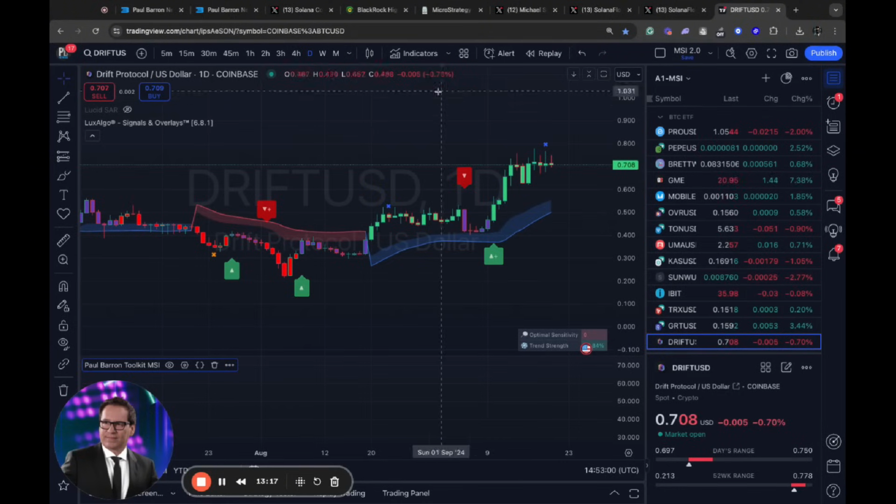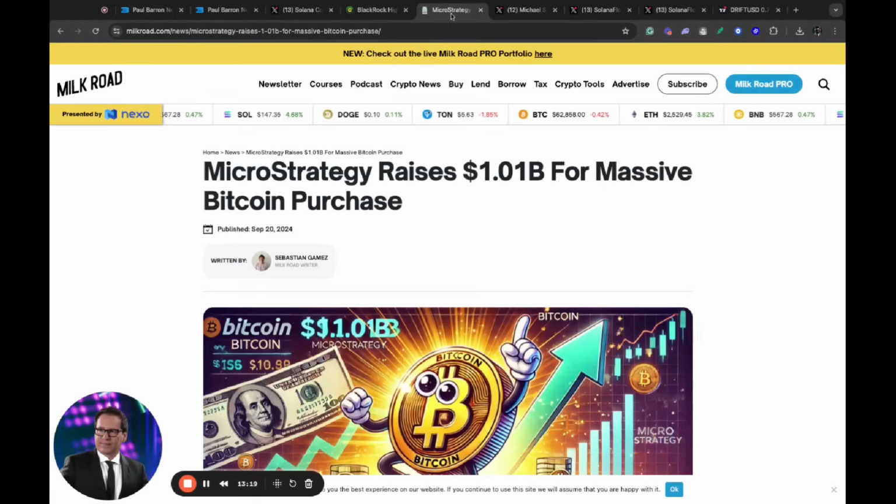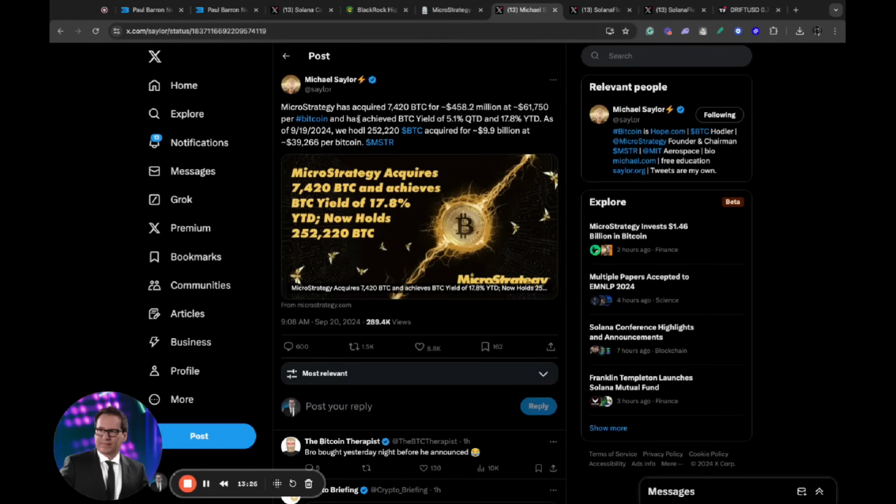So back to the news. One of the reasons that Bitcoin is on the move right now is MicroStrategy coming out with $1 billion for their Bitcoin purchase. They actually engaged on almost $500 million right here, 458 million right now at 61,750. So this puts them up again. Their Bitcoin yield so far quarter to date was 5%. Their year to date is 17.8%, which is pretty significant when you think about it. Closing in on $10 billion right now, average price 39 grand. So not bad for MicroStrategy to continue to play this out.